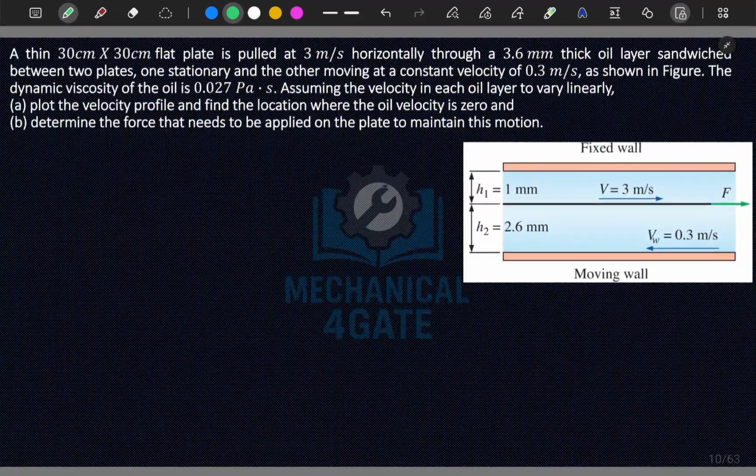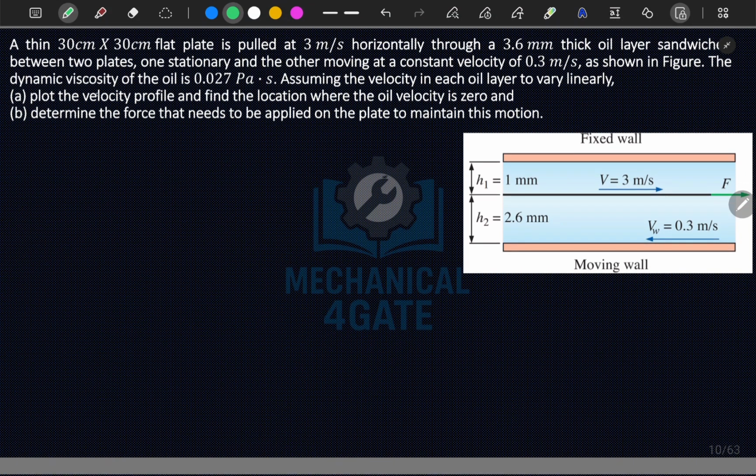A thin 30 centimeter by 30 centimeter flat plate is pulled at 3 meter per second horizontally through a 3.6 mm thick oil layer sandwiched between two plates. One is stationary and another moving at a constant velocity of 0.3 meter per second. So this is moving in the backward direction. As shown in the figure, the dynamic viscosity of oil is this. So mu is given as this.